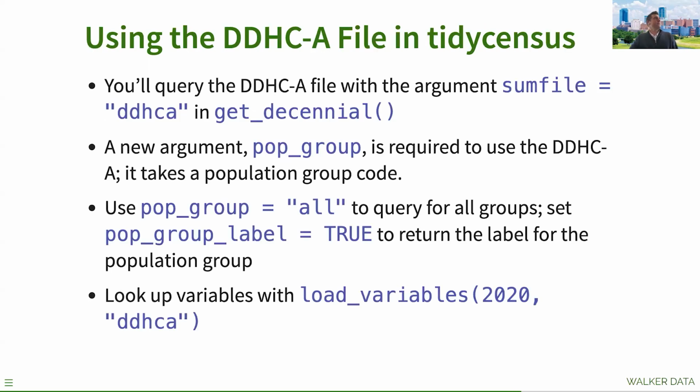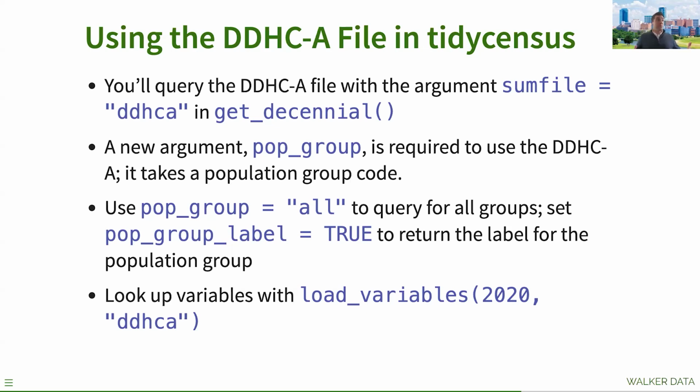And so, jumping through here, we're going to focus today on the DDHC-A file, and you query that file with the argument sumfile equals "ddhca" in get_decennial. And you can use the pop_group argument to use this file, and it takes a population group code. And I'm going to show you how to get those codes in just a moment.